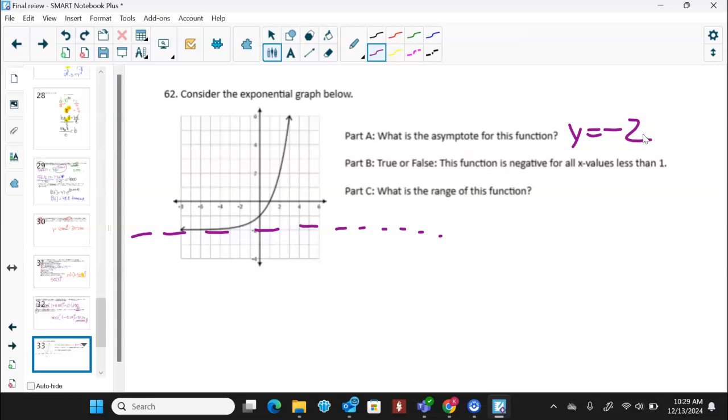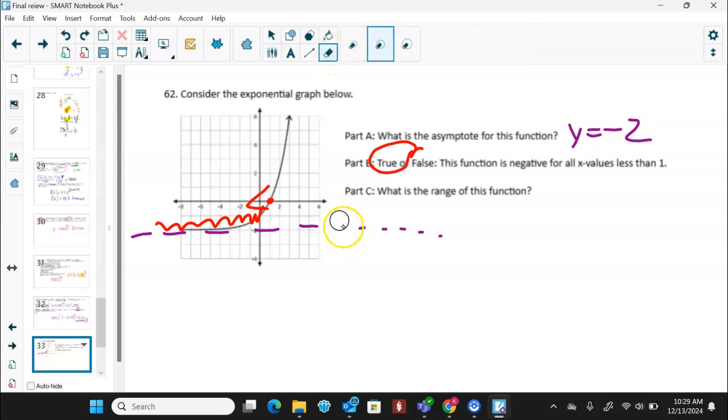True or false: this function is negative for all the values that are less than 1. Remember, for negative values, we go right here and find the x-intercept, where x is 1. That is a true statement. All the values that are less than 1 are underneath the x-axis. So that is true. And then what is the range of this function?